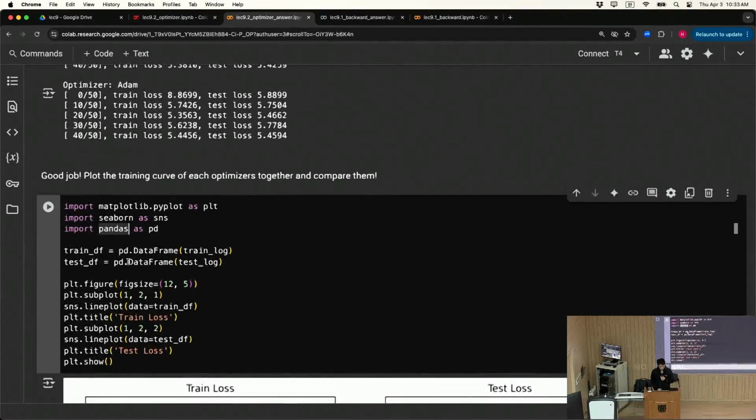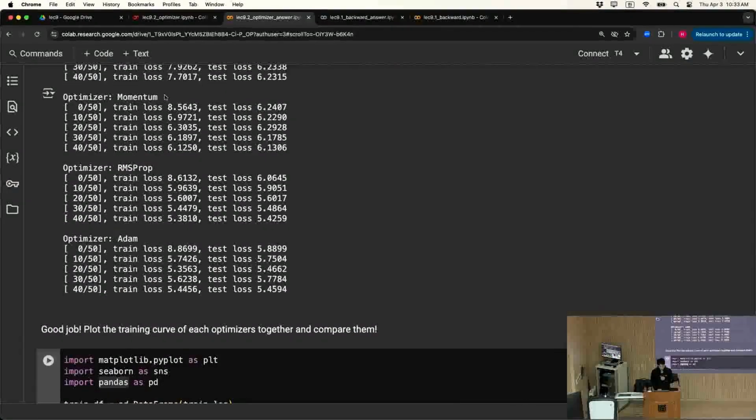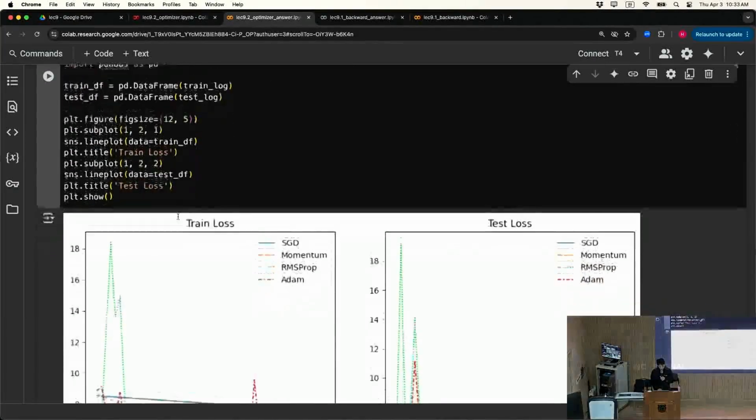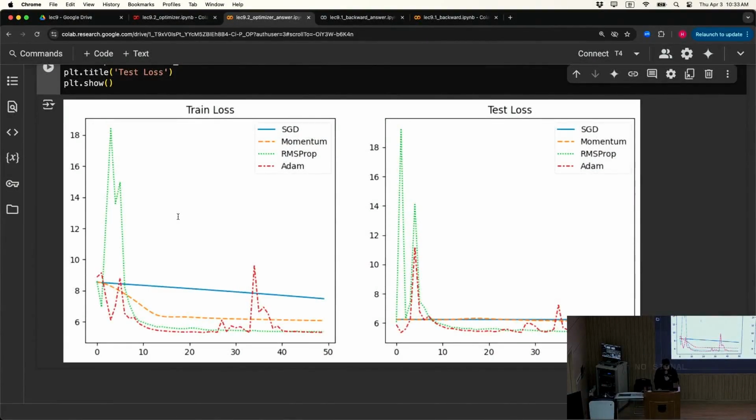If you look at the plot, it's going to visualize the loss over time for different optimizers. Let's look at the training loss. At the end, RMSProp and Adam converge to better points compared to Momentum and SGD.